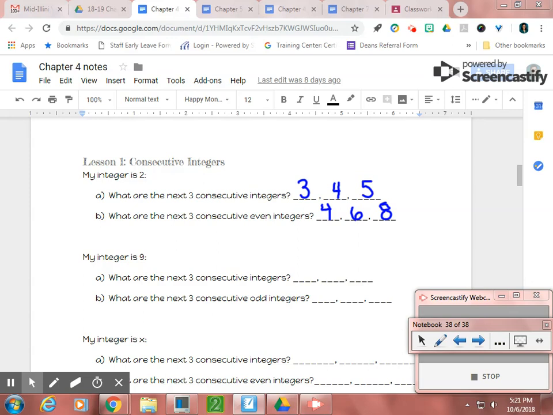Okay, so let's say that your integer is 9. The next 3 consecutive would be 10, 11, and 12. So your next 3 consecutive odd integers would be 11, 13, and 15. So it's easy when you do it with numbers.